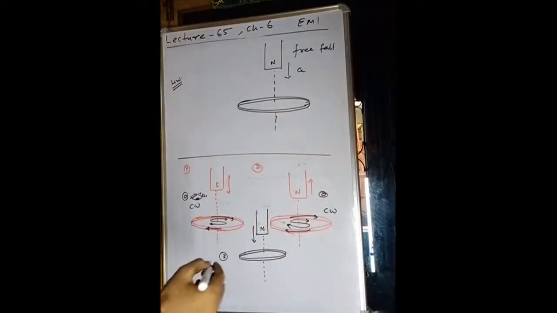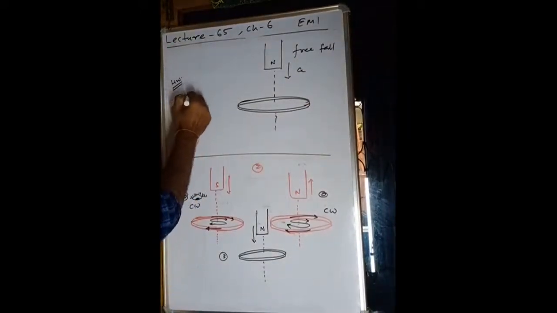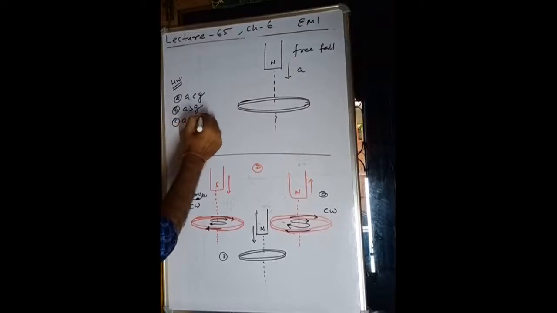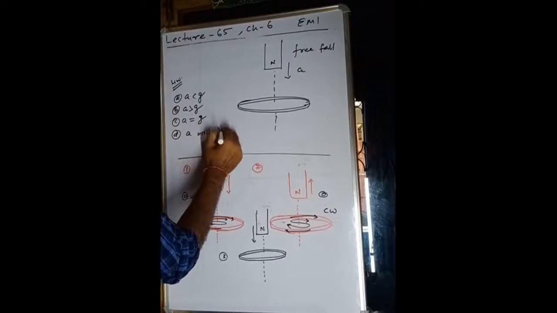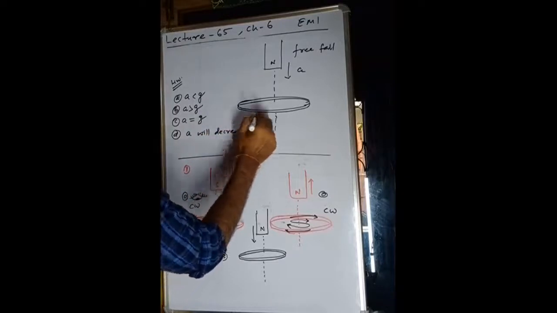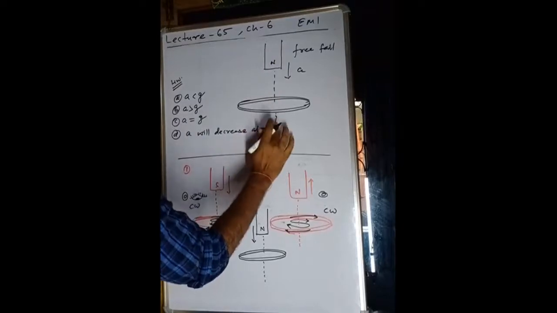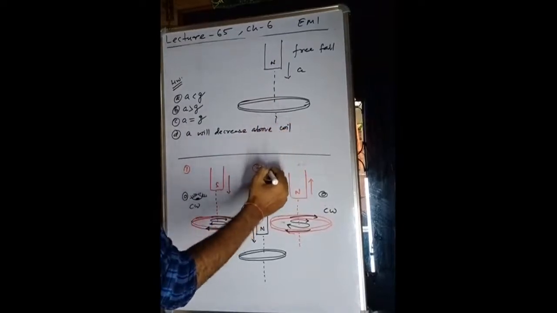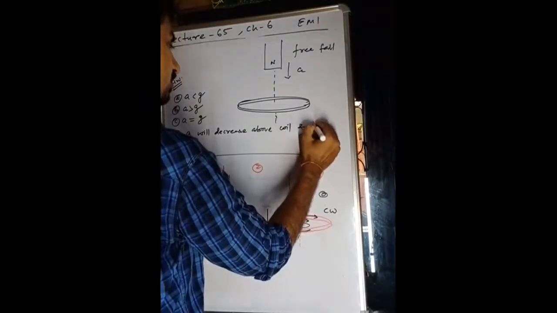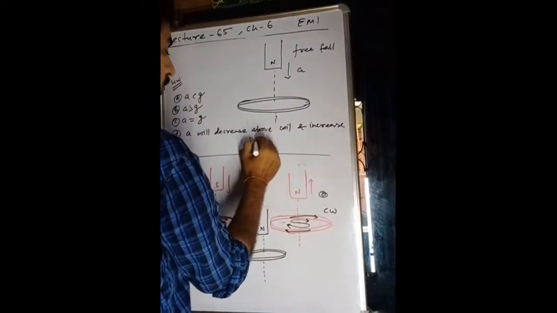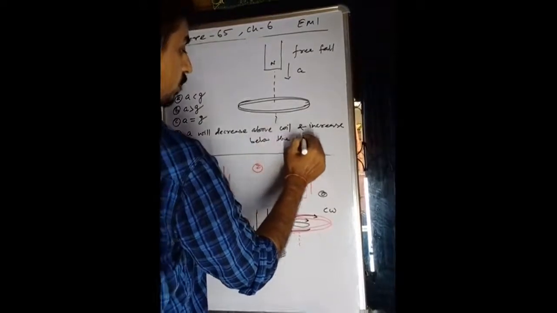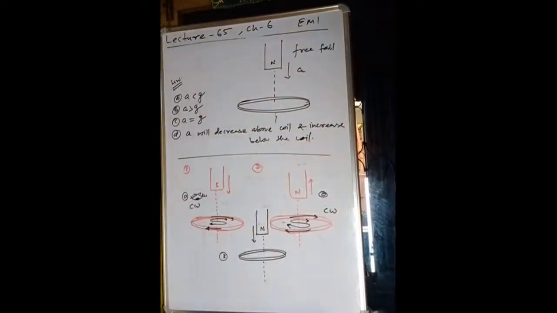Now the options I am giving you. The first option, this a should be less than g. Second option, this a should be greater than g. Third option, this a will be equal to g. And the fourth option, a will decrease above the coil and increase below the coil. Alright, so there are four options.